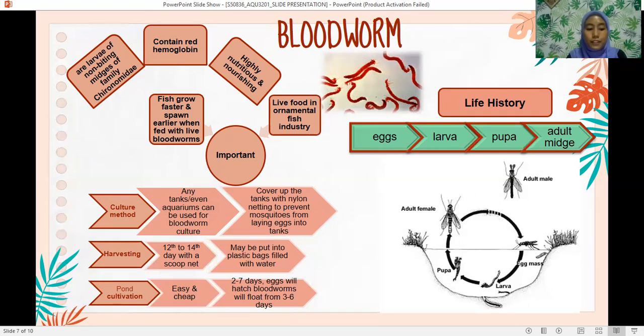For the life story of bloodworm, it involves 4 stages: egg, larva, pupa, and adult. The eggs are laid in a mass that is placed at the bottom of the tank. Each larva molts four times before it reaches the pupa stage. Adult flies are delicate, long-legged, and usually not more than 5 mm.